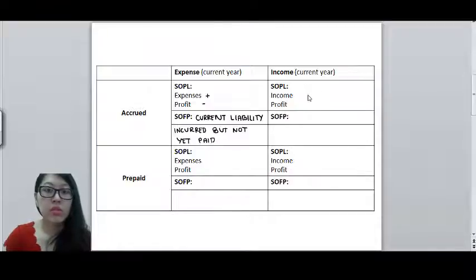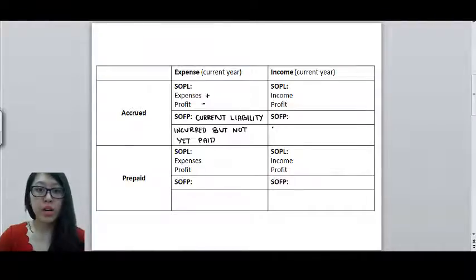Okay, moving on to accrued income. Accrued income in this case is where we have already performed the service for our customer, but they have not paid us yet. So it's the opposite of an accrued expense. This is where we're supposed to be earning the income already, but it was just not yet received. So maybe we've earned the income now, but they'll pay us a bit later.